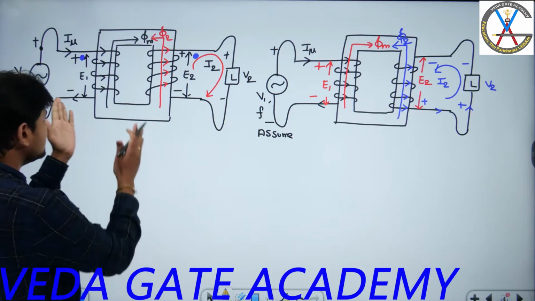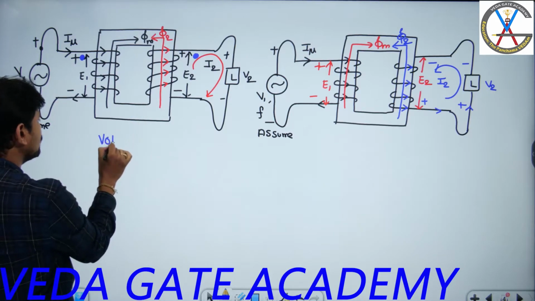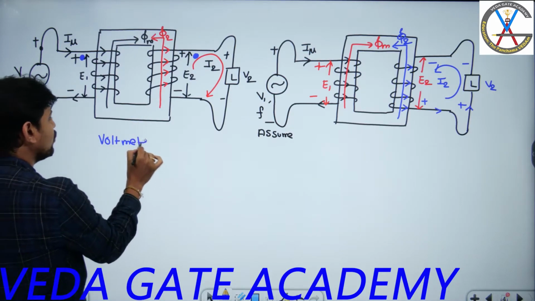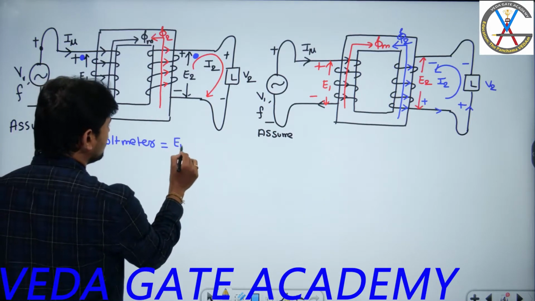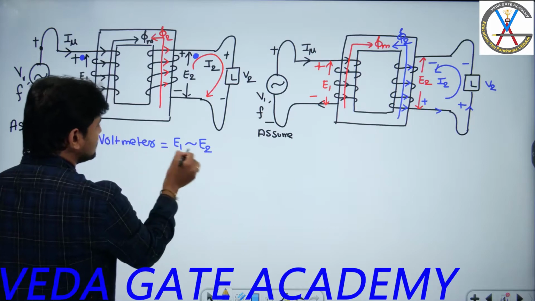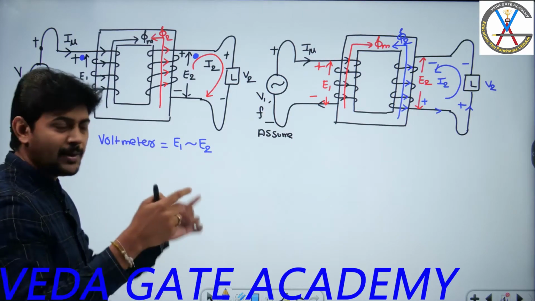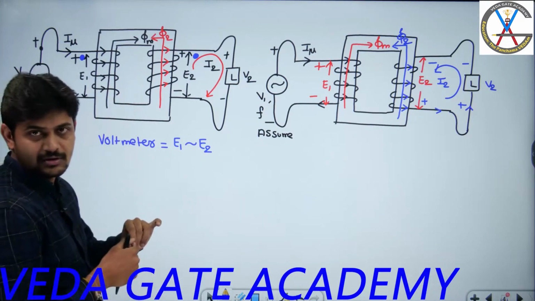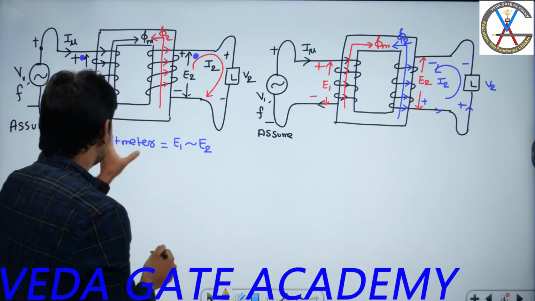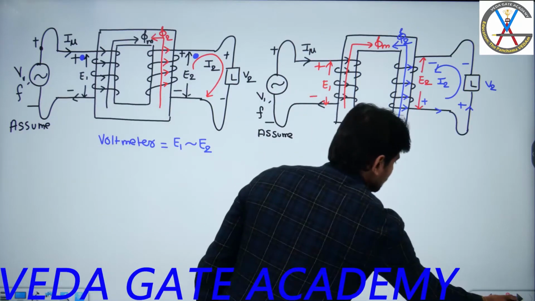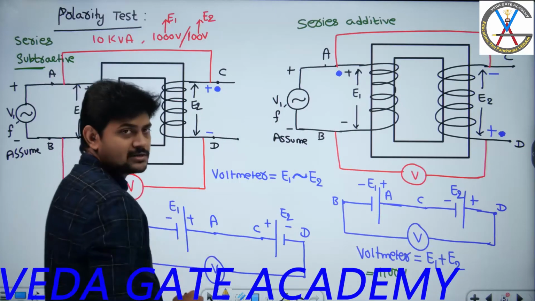That means in this case, for this transformer, if I try to conduct a polarity test, will my voltmeter reading be the difference of these two EMFs or the sum of these two EMFs? I am going to get the difference. Whenever the voltmeter reads the difference of two induced EMFs, a pair of similar terminals will be assigned with dots. So this is exactly the same as the voltmeter measuring the difference of EMFs.